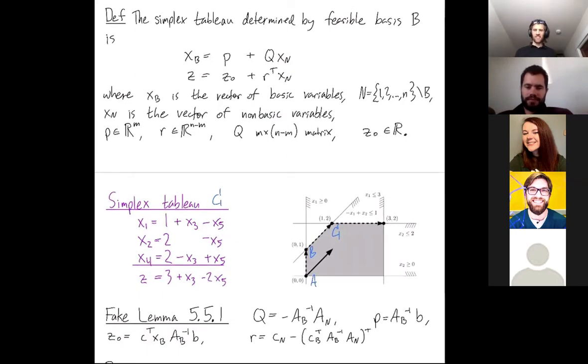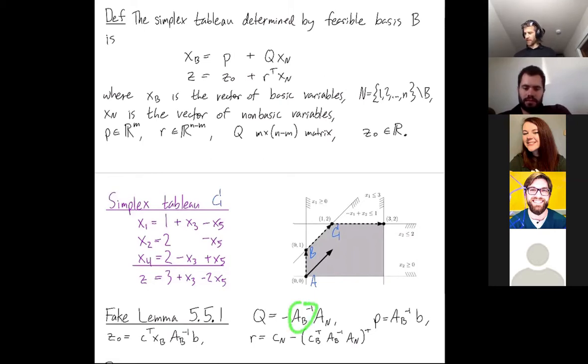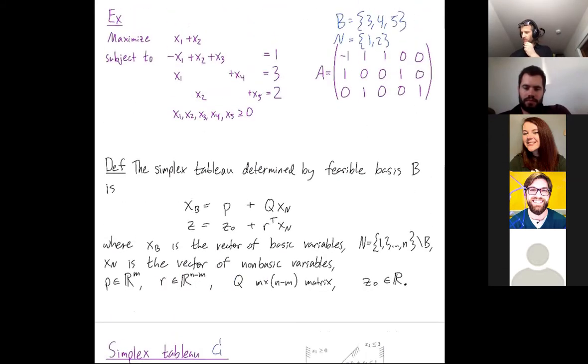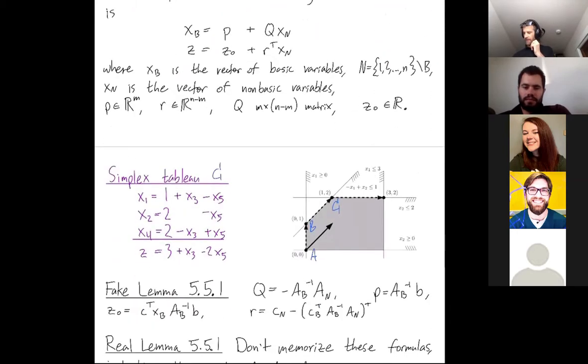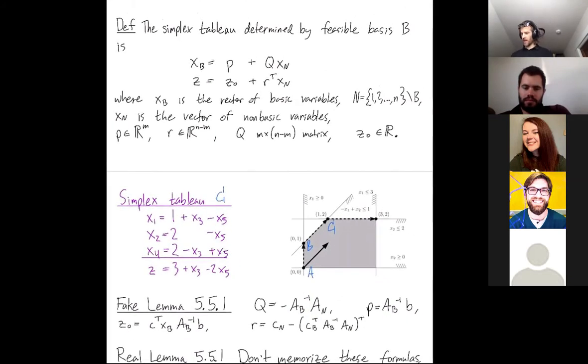So here's the fake lemma 5.5.1. You'll see the real lemma 5.5.1 in a moment. There are formulas for all of these terms, Q, P, Z naught, and R, that really only depend on B, your basis, and the matrix AB inverse. So from B, in this case 3, 4, 5, you get your matrix AB. And then if you invert that matrix, you can get formulas for all of these terms, P, Q, Z naught, and R in your simplex tableau.